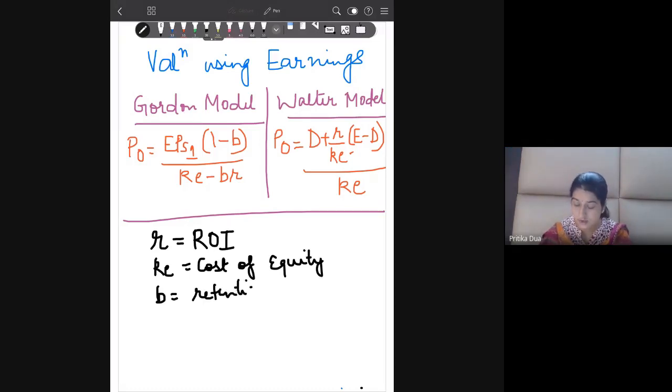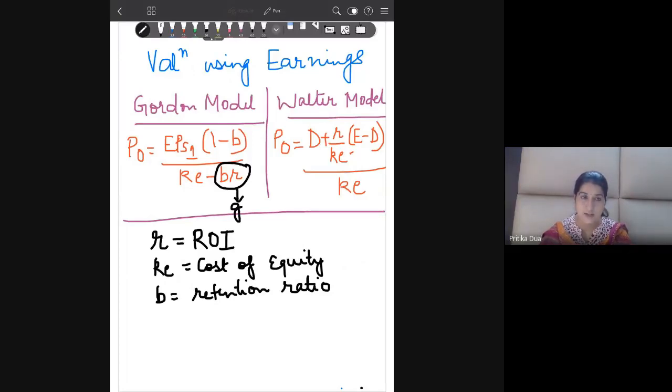रिटेंशन रेशियो क्या होती है कि कितना अर्निंग्स का परसेंटेज कंपनी रिटेन कर रही है. तो अगर डिविडेंड पे आउट रेशियो 40% है तो रिटेंशन रेशियो आपकी 60% हो जाती है. एंड देन दिस टर्म BR is nothing but the growth rate of the earnings.